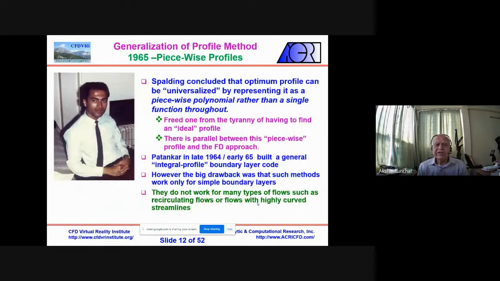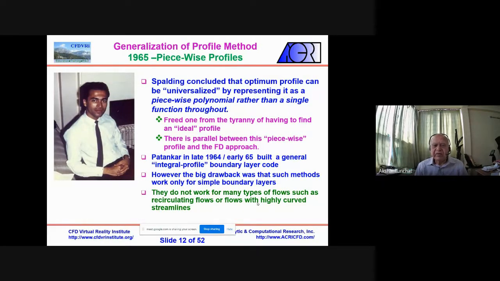So, working with a brilliant student, Suhas Patankar, Spalding worked on generalizing the profile method. They said, okay, let's assume the analytical profile that people used to do, log law or some kind of an exponential or some kind of a series polynomial. Let's replace it with a piecewise polynomial, such as a linear even.